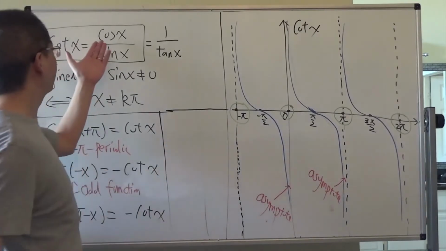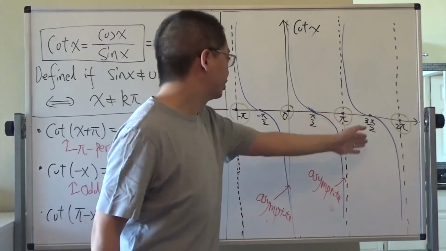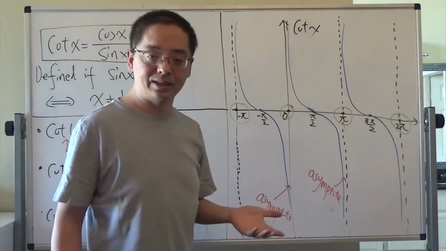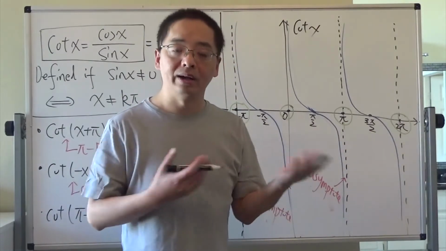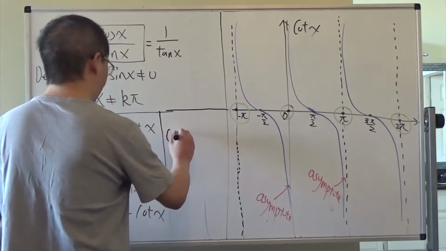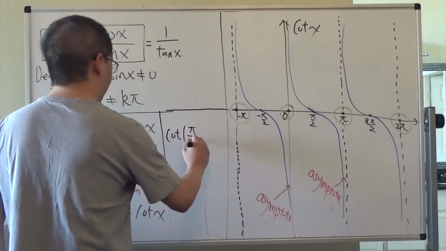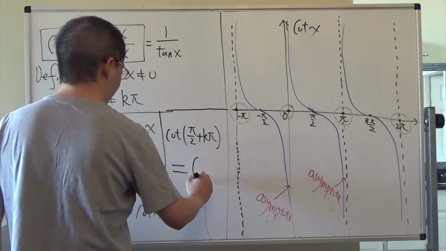Also, we know cosine x is 0 at pi over 2, 3 pi over 2, and negative pi over 2. At those places, sine x is either 1 or negative 1, therefore cotangent x is 0. So we have cotangent of pi over 2 plus any integer multiple of pi equals 0.